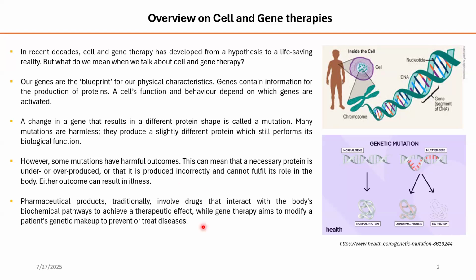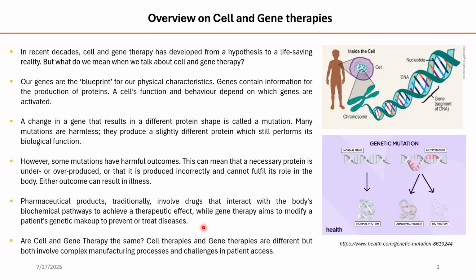Most pharmaceutical products, which involve drugs, interact with the body's biochemical pathways to achieve their therapeutic effect. But in the case of gene therapy, the aim is to modify the patient's genetic makeup so they can prevent or treat the disease for the long term. The topic says cell and gene therapy. So are they the same? No, cell and gene therapy are both different. But the similarity involves similar complex manufacturing processes and challenges in patients' access.